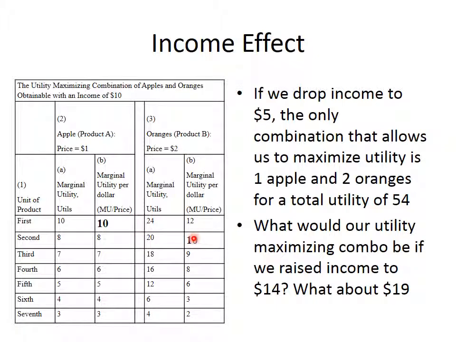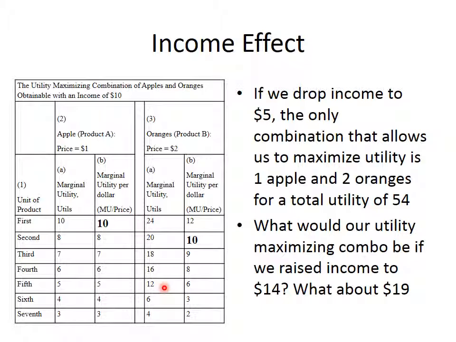My initial reaction is to say, oh, wait a minute now. Oranges yield more marginal benefit than do apples. So what if I blew my whole $10 on oranges only? I could buy 5 oranges. How much total utility would that give me? That would give me 24 plus 20 is 44, 62, 78. That would give me 90 units of benefit.